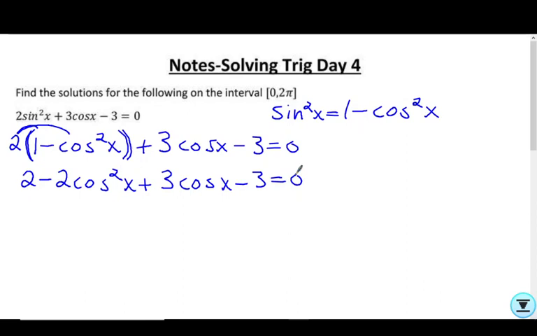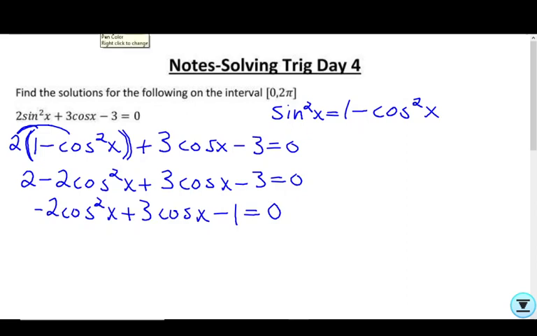Add up your like terms. So we get negative 2 cosine squared x plus 3 cosine x minus 1 equals 0. Now I could factor this the way it is, but I want to do something just to help myself out because I don't like that first squared term being negative. So I'm going to multiply through by negative 1, and I'm going to do it on both sides. Remember, you can do anything you want as long as you do it to both sides of the equation.